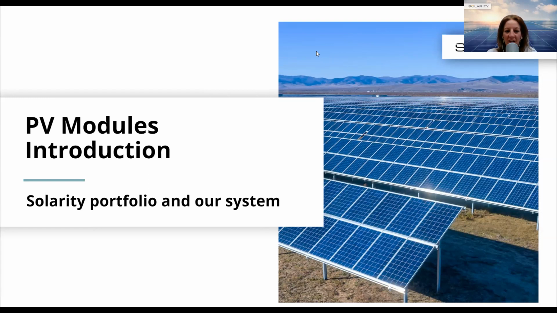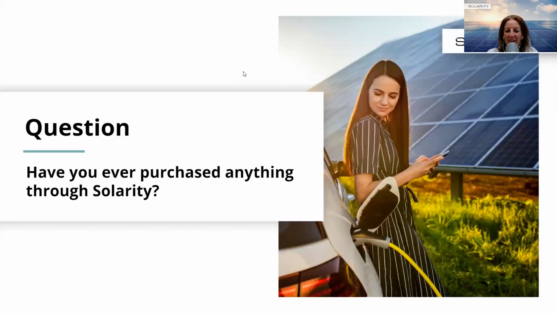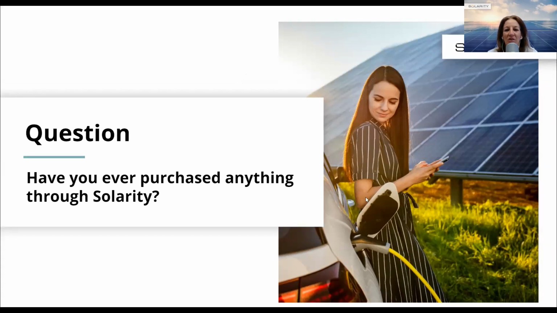In the beginning, we would like to ask you the first question, and it's about if you know Solarity. Have you ever cooperated with us? So let's try to vote. You should have a screen popping up on your window. I'm interested to know who knows Solarity and who doesn't, and so forth. So let's see how it ends up.